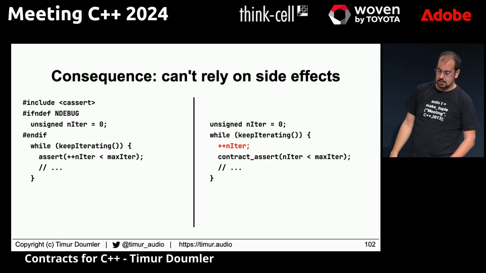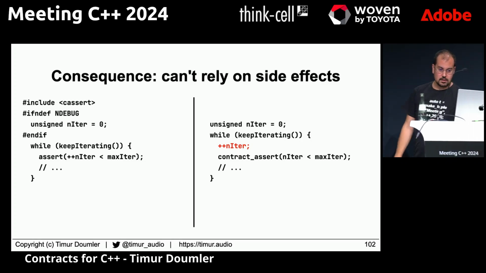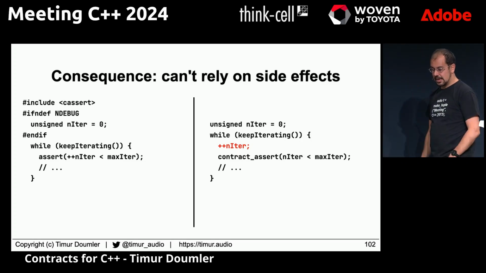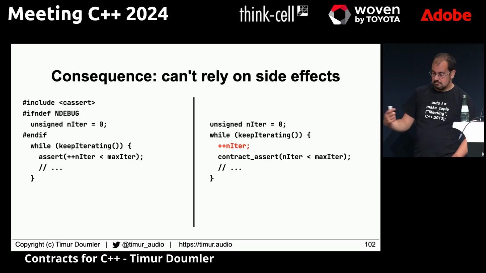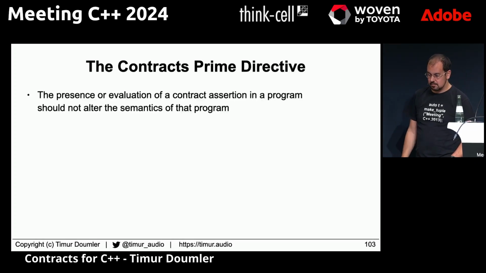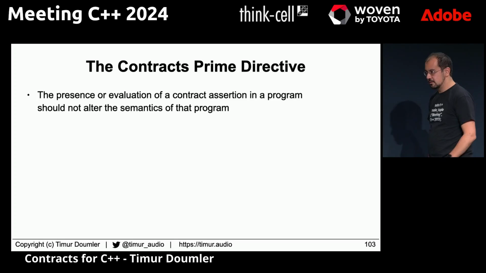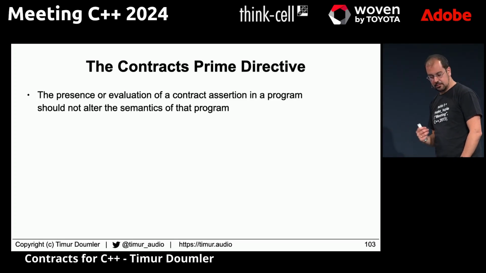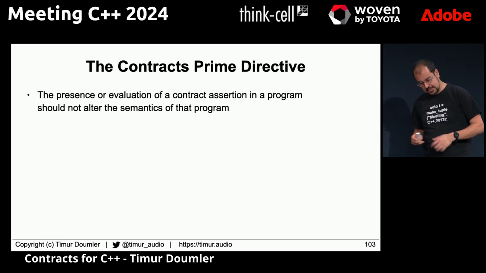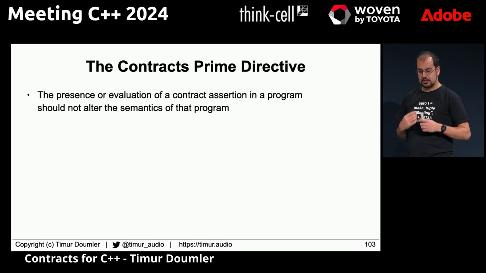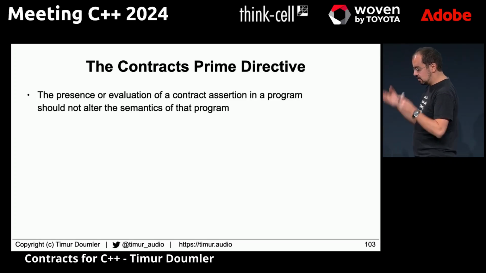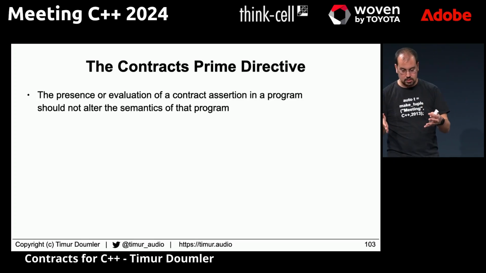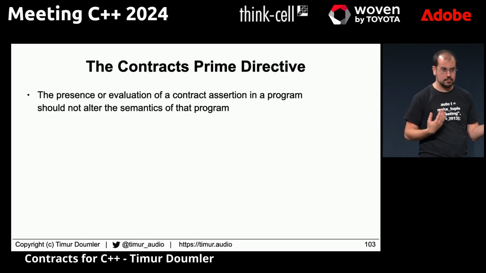Okay, so that means there's a bit of a trade-off here that you can't just textually replace assert with contract_assert. But you get some benefits out of it. So this is this thing we call the contract spam directive, which is the fundamental design principle of this paper, which says that the presence or evaluation of a contract assertion in a program should not alter the semantics of that program, which means that if you have a program and you add an assertion to it, you shouldn't turn the program into a different program.